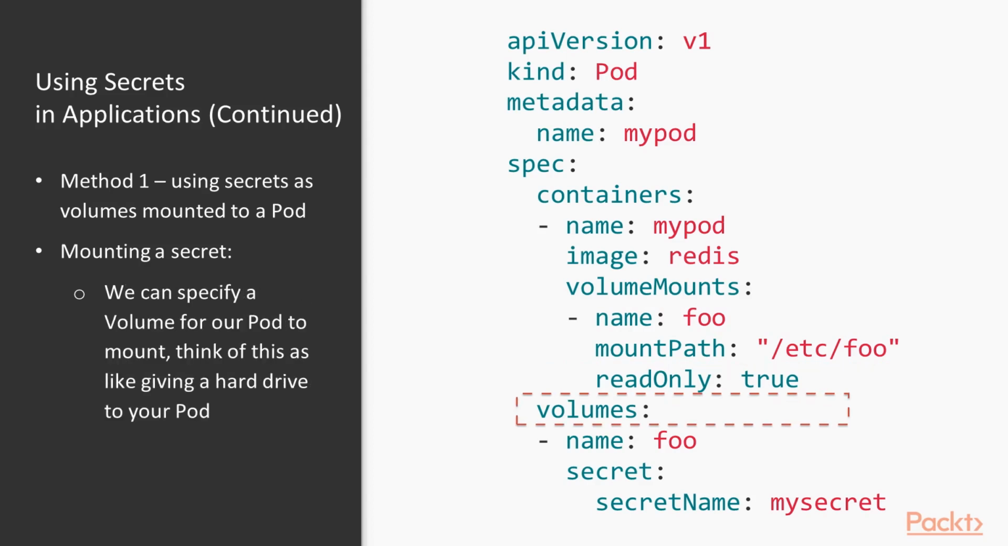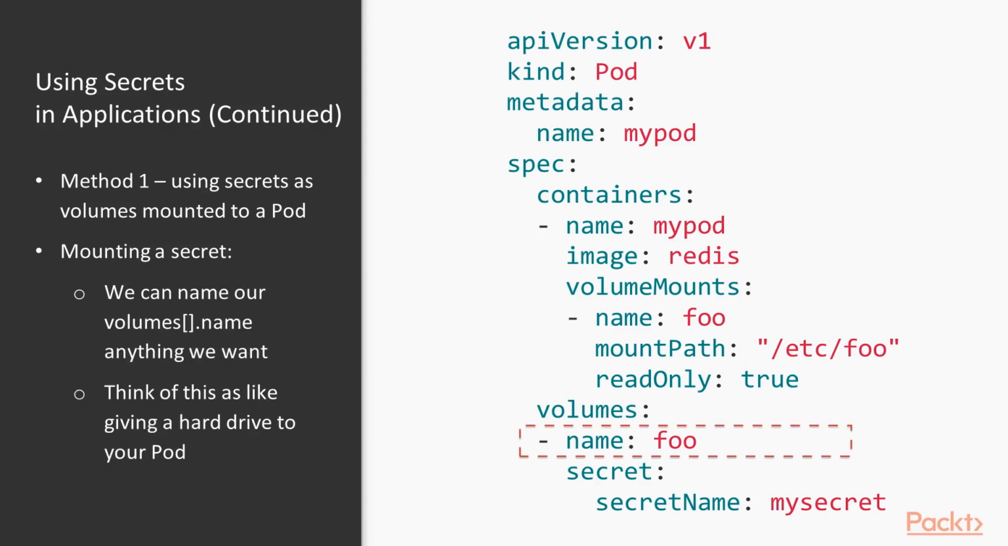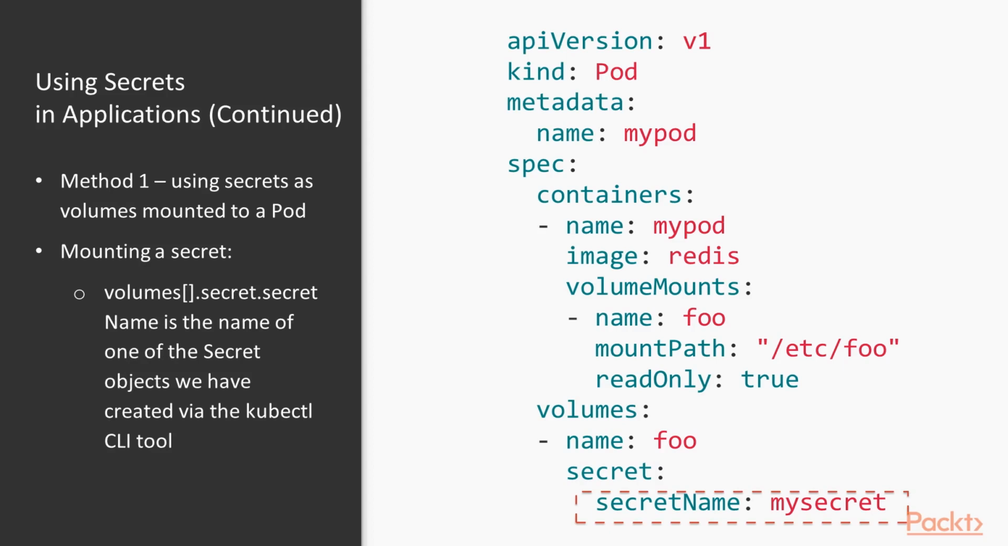We can specify a volume for our pod to mount. Think of this as like giving a hard drive to your pod. We can name our volumes.name anything we want. volumes.secret.secretName is the name of one of the secret objects we have created via the kubectl command line interface tool.